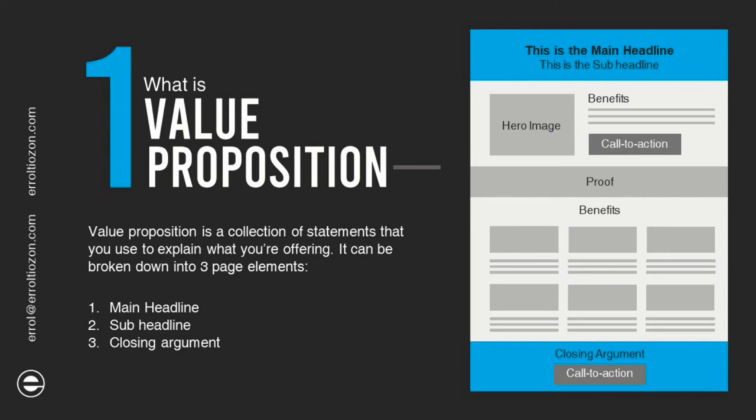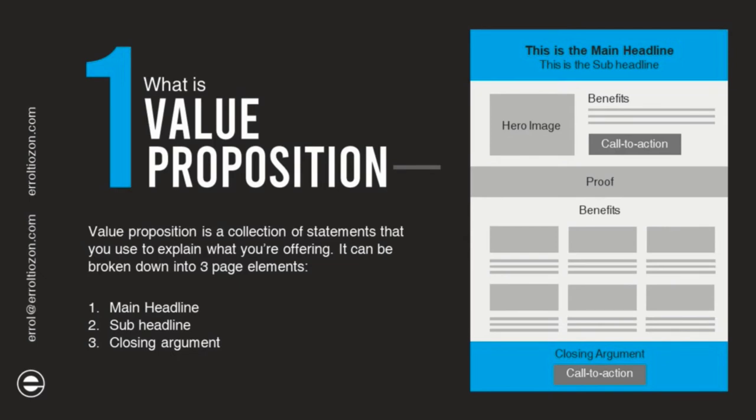So what is value proposition? Value proposition is a collection of statements that you use to explain what you're offering, and it can be broken down into 3 page elements, which are main headline, subheadline, and lastly, closing argument. As you can also see on the right side of the slide, on the wireframe, I highlighted the sections in blue so that you could have an idea of where these elements would be located when you create your own landing page.